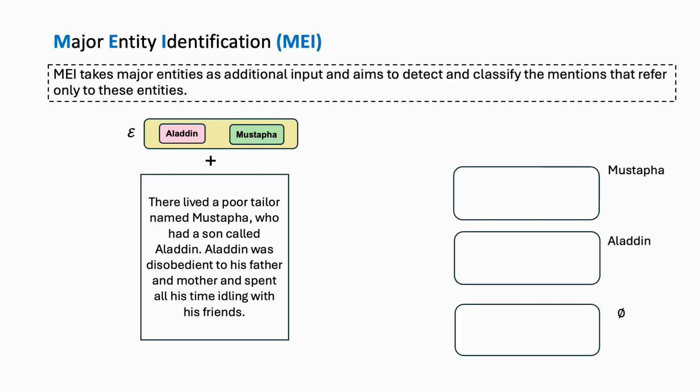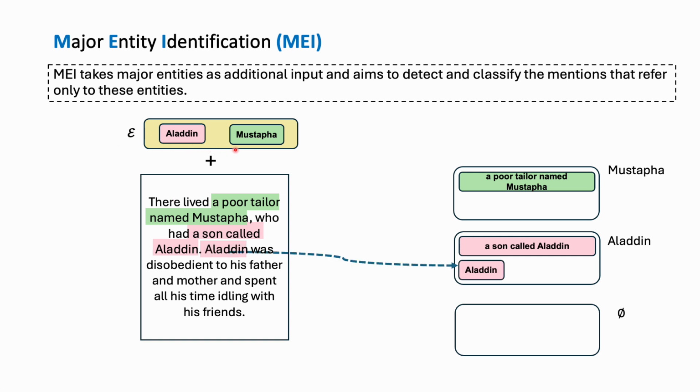This mapping in long documents is shown to be not trivial, and the poor performance of such maps are displayed in future slides. Coming to define major entity identification, it is this alternative referential task where a set of major entities are provided as additional input. And the task is to detect and classify the mentions that refer only to these entities.